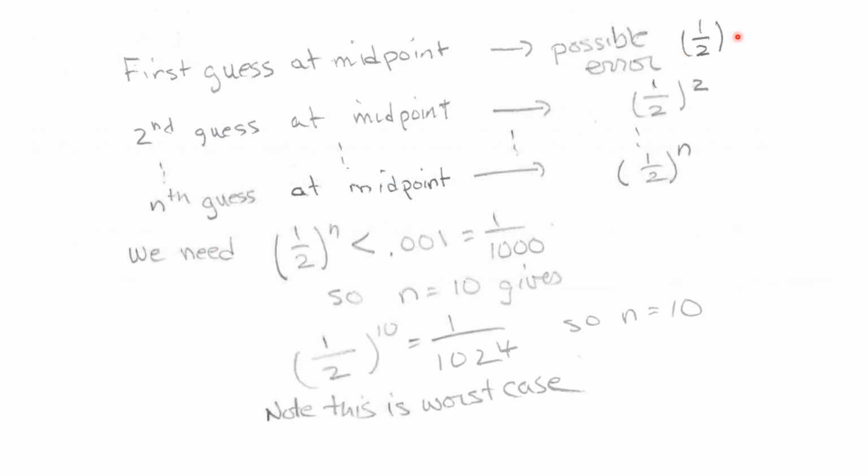If we look at the possible error at each step, at the first guess we could have an error of 1/2, then 1/4, and at the nth step, it's 1 over 2 raised to the nth power. So we need this to be less than 1 over 1,000. Certainly if we take 10, we will be there because this is 1 over 1,024. 9 won't be good enough because that's 1 over 512. So n equal 10, and that's the worst case. So that's the answer to the first part of this problem.